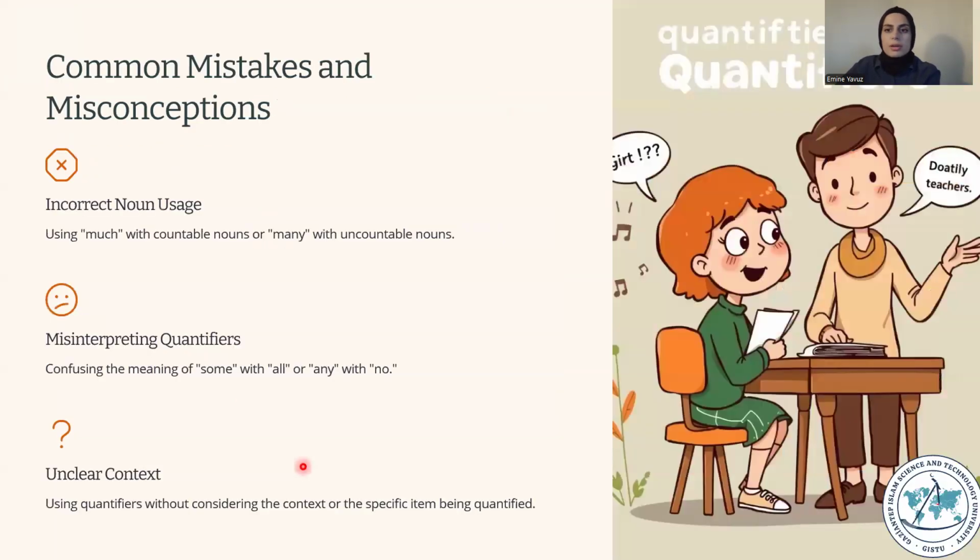Yes, there are many people who make mistakes about using the wrong quantifier with the wrong type of noun. For example, much apples is incorrect because as apples are countable, we need to use many. If you pay attention to these misconceptions, like noun usage, misinterpreting quantifiers, confusing the meaning of some with all, any with no, or unclear context, you will avoid common errors. Be aware of these misconceptions.